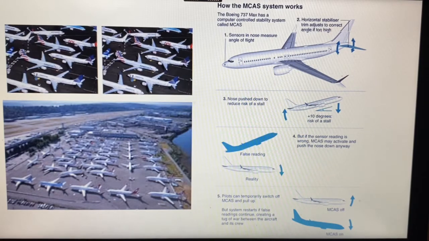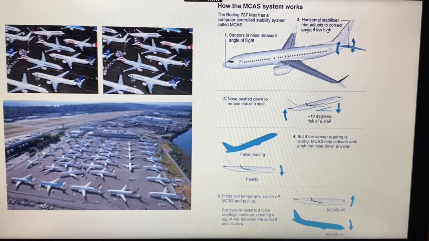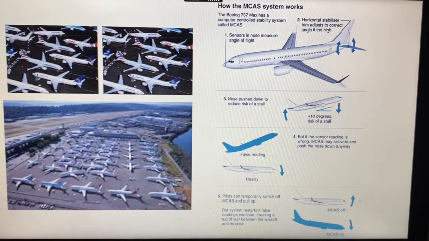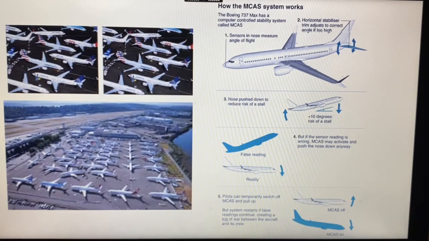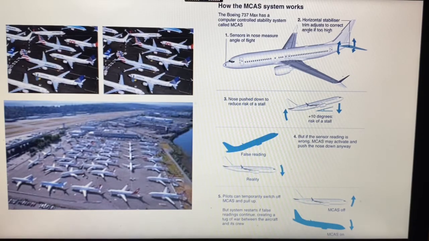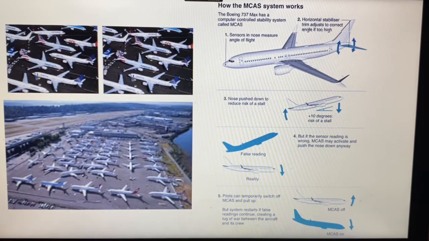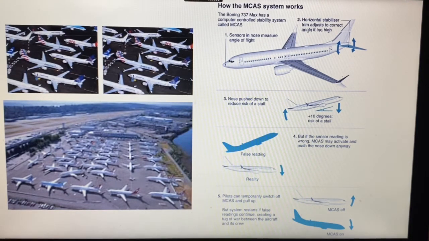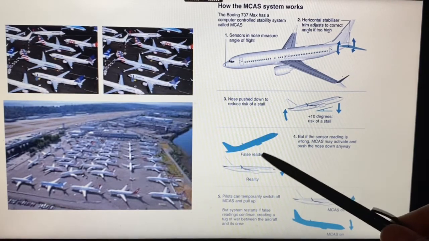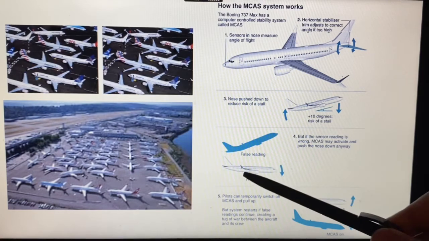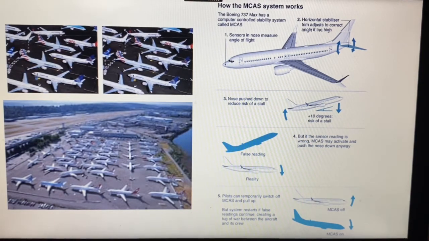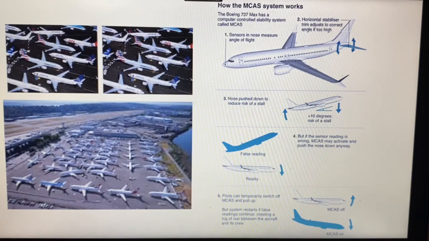They tried to put in a computer control stability system called MCAS, the sensors of which were on the nose, and they basically measure the angle of the flight, and the horizontal stabilizer, the tail wings at the bottom, trim to adjust accordingly. As the nose gets pushed down, you generally reduce the risk of a stall. What that started to do is that if the sensor is reading wrong, MCAS starts to activate and push the nose down and starts to give false readings. This was the sort of reading that the aircraft's trying to correct when it's actually flying really well, and that starts to put the aircraft down, and that's caused a couple of accidents. One in Indonesia for Lion Air, and then there was an Ethiopian Airlines.